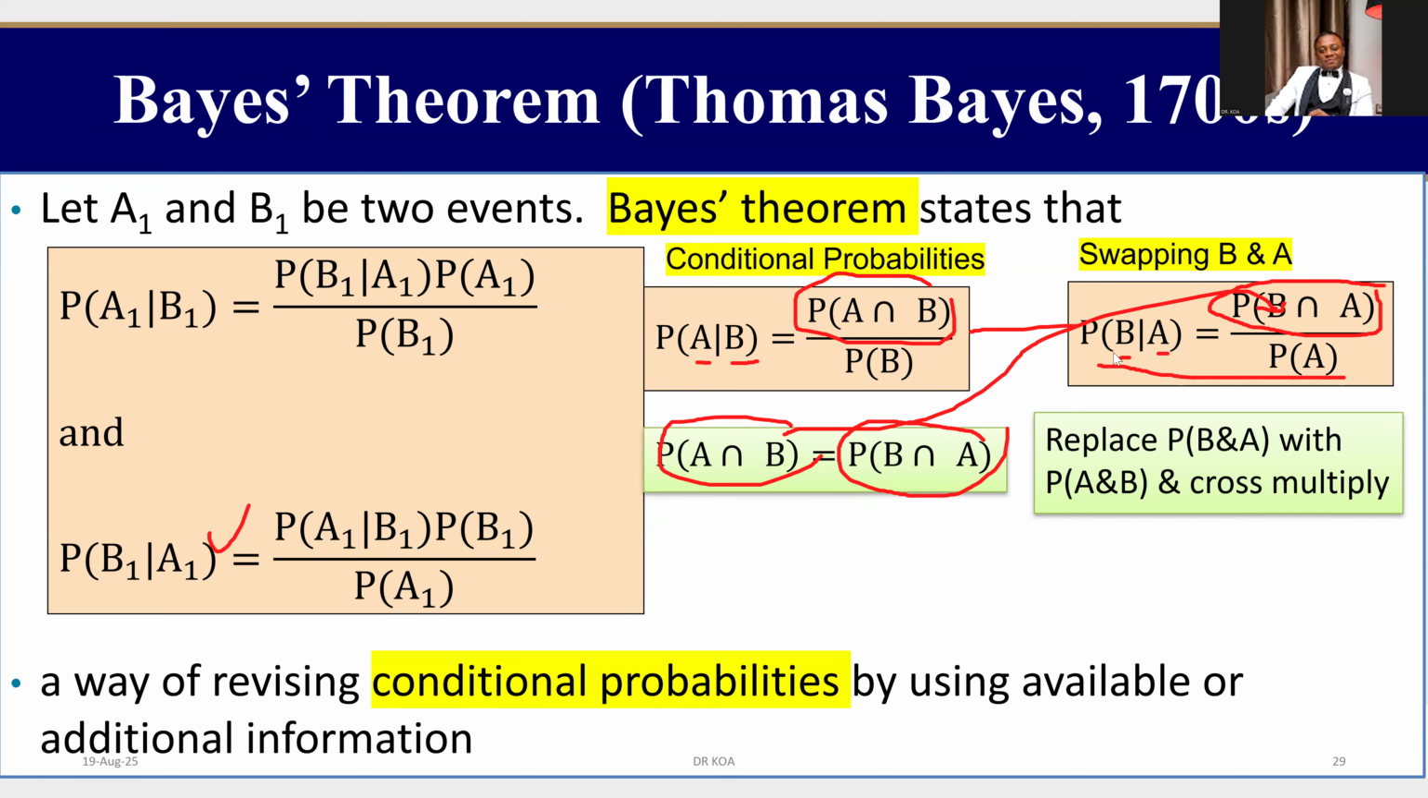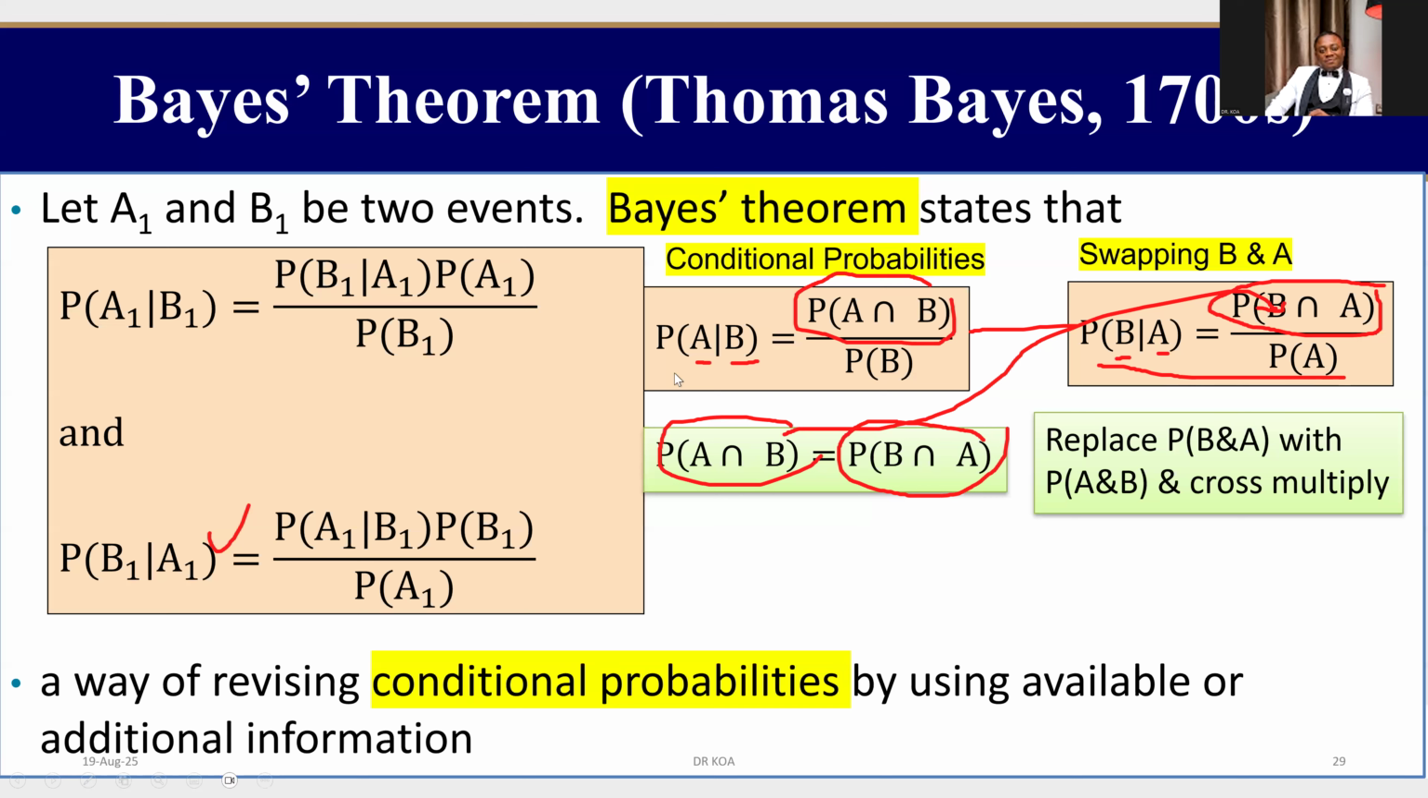We are left with probability of B given A, and then the numerator is going to be what? Probability of A intersection B, isn't it? Instead of B intersection A, it's going to be probability of A intersection B. And then divided by what is already there, which is probability A. Guys, are you with me?